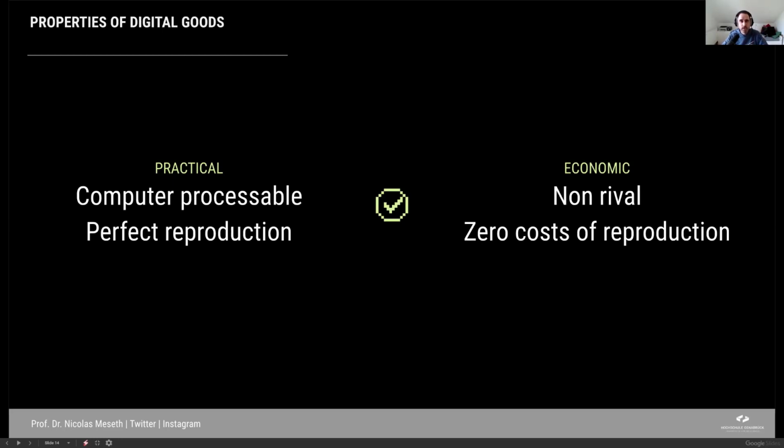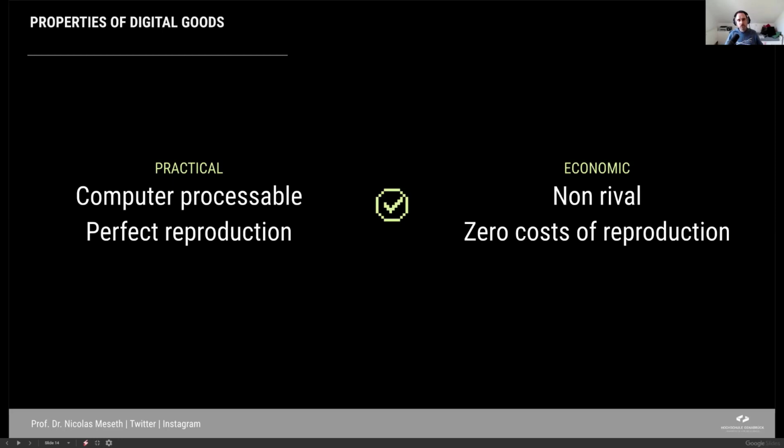And then if we look at what are the economic properties that we get that are derived from those practical properties. So we have a non-rival good, which simply means this good is not consumed. So we can have as many copies of an MP3 file as we like. So for example, we record an MP3 file and we distribute it to our clients, to our customers.